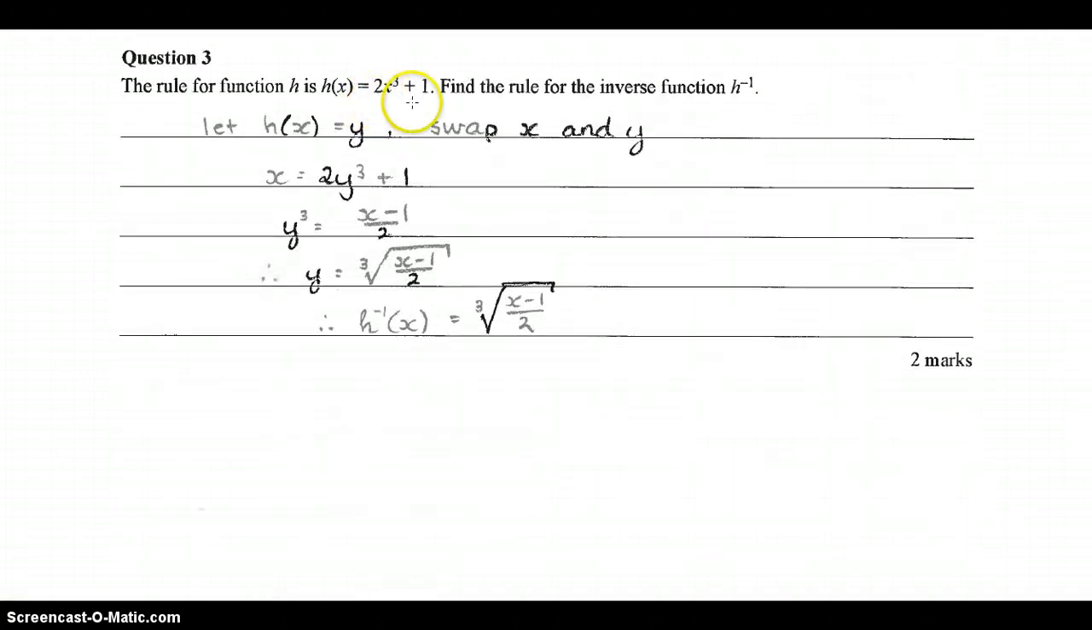h of x equals 2x cubed plus 1. Find the rule for the inverse. A lot of people just write swap x and y. Y hasn't actually been defined, so you need to write let h of x equal y and then swap x and y. Solve for y, you get the cube root of x plus x minus 1 on 2. Make sure your cube root covers the whole fraction. And then write h negative 1 of x equals that. Alright, make sure you answer the original question.